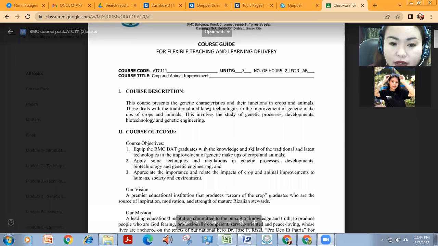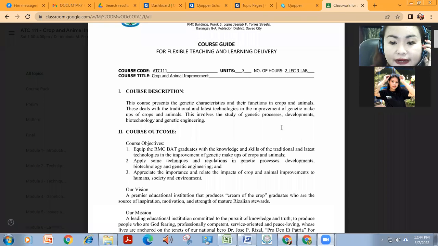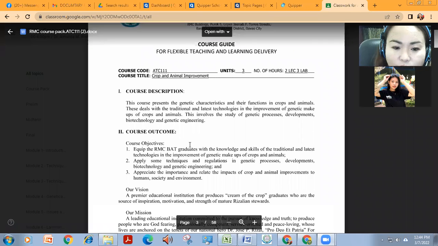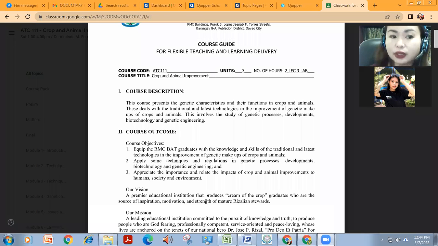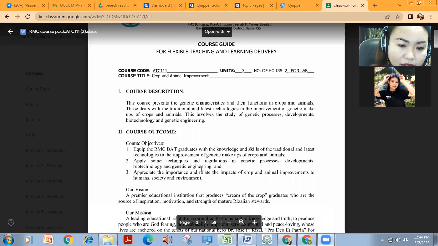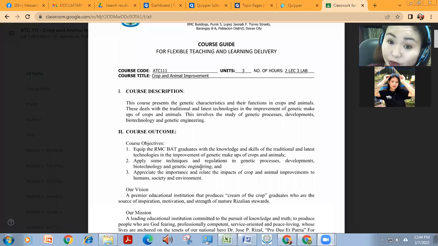Therefore, we will talk about as a whole mga genetic processes, developments, biotechnology, and genetic engineering. So this will all be explored in the subject. These are our course objectives para meron kayong knowledge and skills about the latest technology on how to improve, not only in crops but also animals, but in humans it's also part of, although human cloning na talaga, we just don't know, but it's not really legal kasi it's unethical. So right now hindi patanggap whole worldwide ang human cloning.